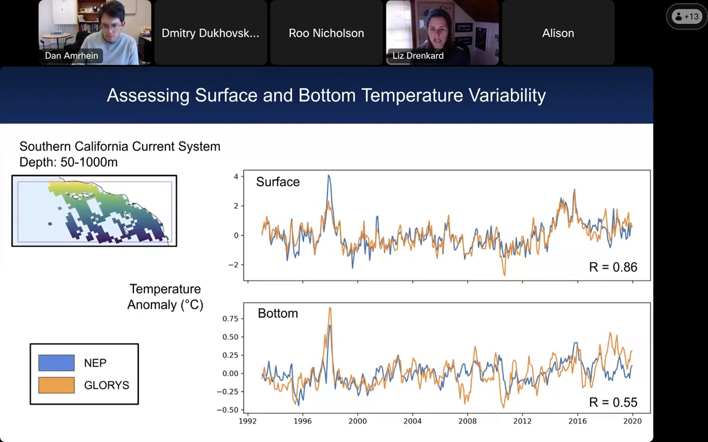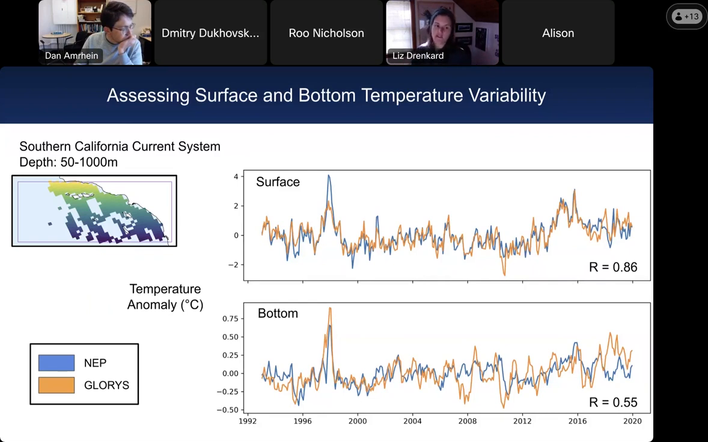Now, on the one hand, I'm not too concerned about that because as we've moved to those different domains, we have less and less shelf that we're dealing with. So there's fewer and fewer grid cells that are contributing to this time series calculation. The Bering Sea, for example, had many grid cells contributing to that anomaly time series, and it performed very well.